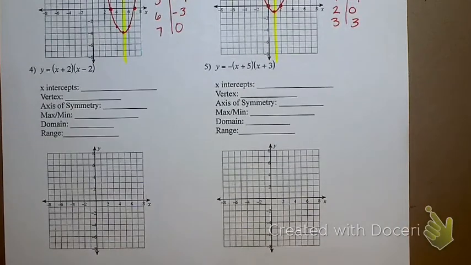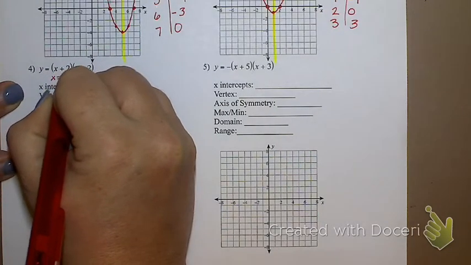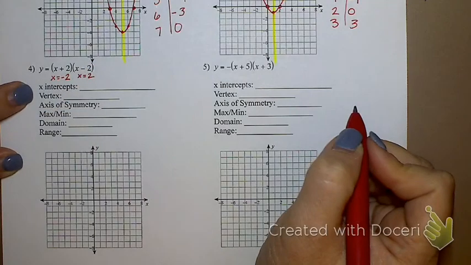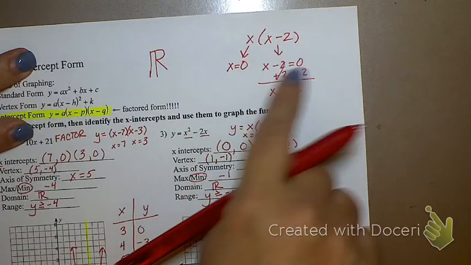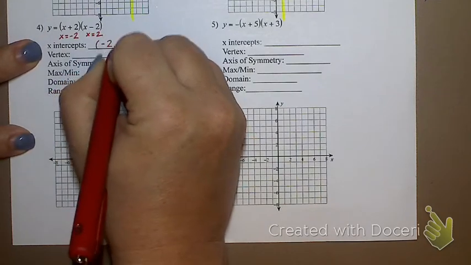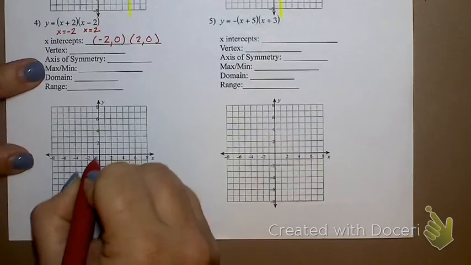It's already in intercept form. Do you see that? So, what do I get from here? X equals -2. And from here, X equals +2. Yes, because you set it equal to 0, and by setting it equal to 0, that process changes the sign. So, what are my intercepts? -2, 0 and 2, 0. Let's graph those.